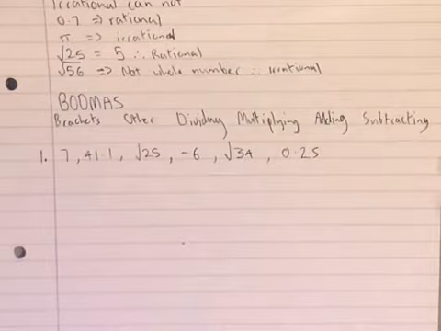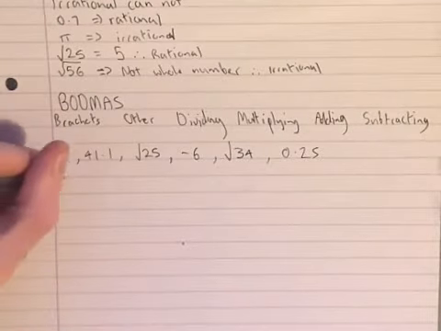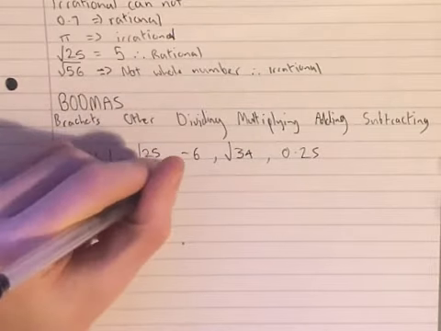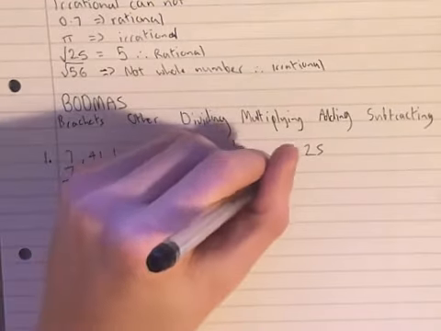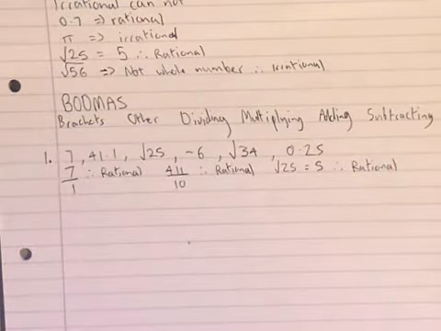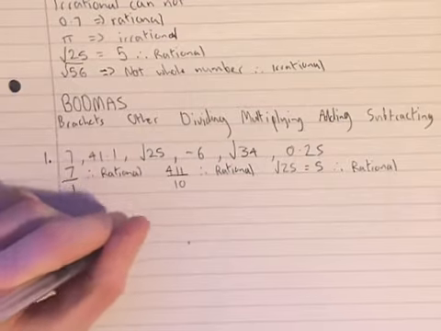So first, 7. It can be written as a fraction, which is 7 over 1. Therefore it is rational. 41.1 can be written as a fraction as well, 411 over 10. Therefore it is rational. Root 25 equals 5, which is a positive integer. Therefore it is rational. Minus 6 can be written as minus 6 over 1, therefore it is rational.